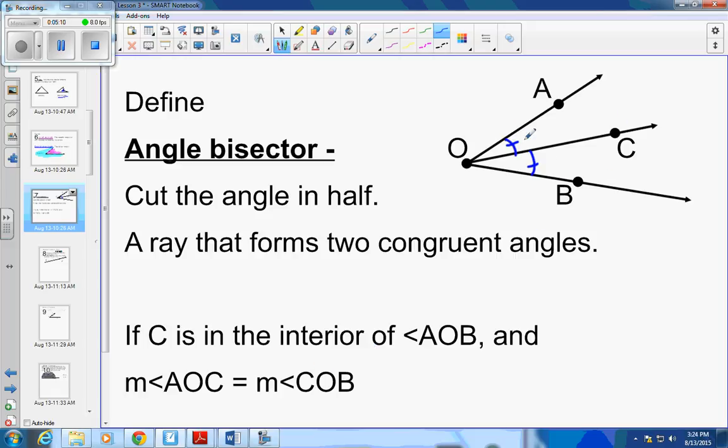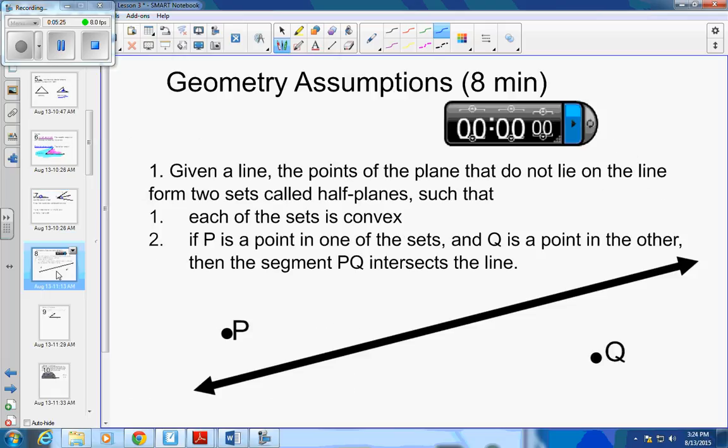So again, we're saying that this angle AOC is the exact same as COB, and therefore this bisects. Bi means two, or in this case, to cut in half. So some assumptions that you might want to make.